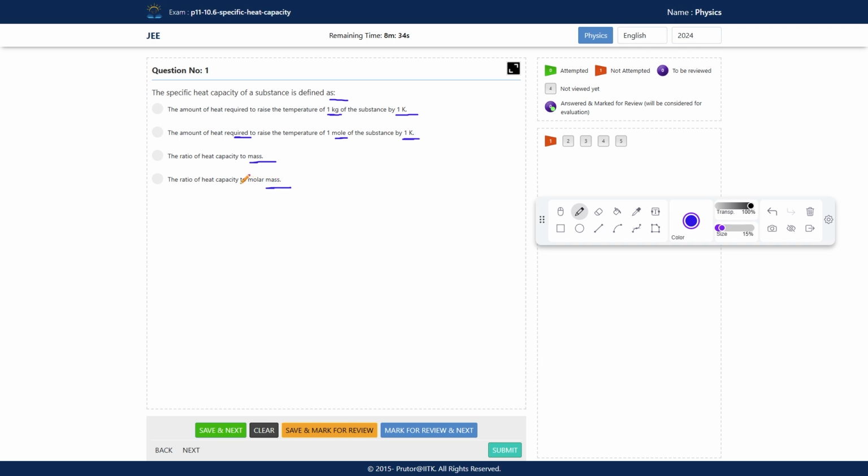So here you have to find out the correct option. Which one is the definition of specific heat capacity? First, second, third, or fourth? Please solve.